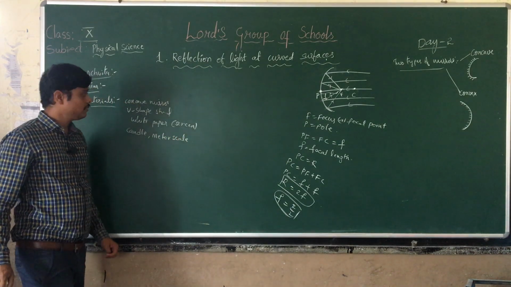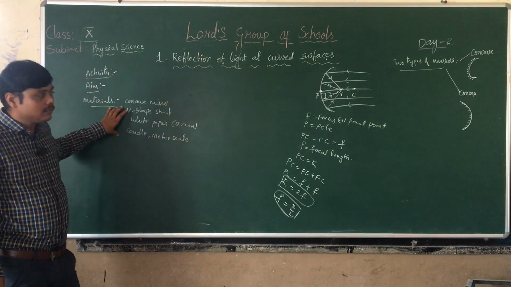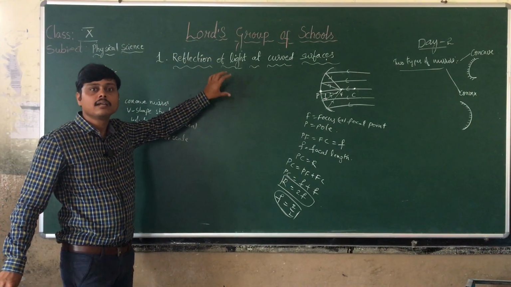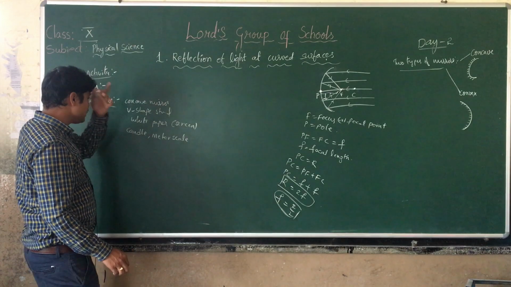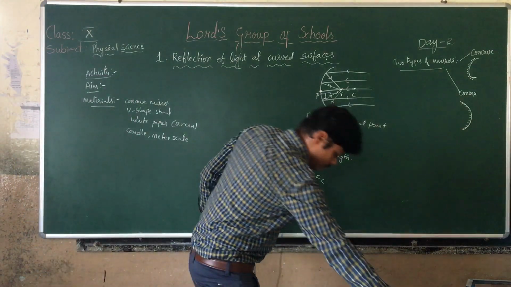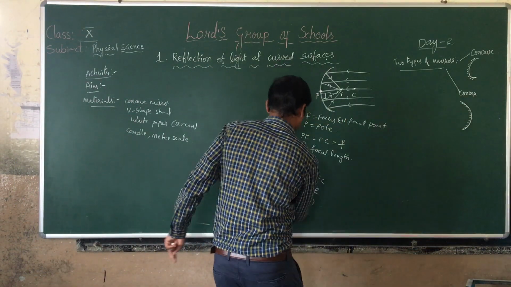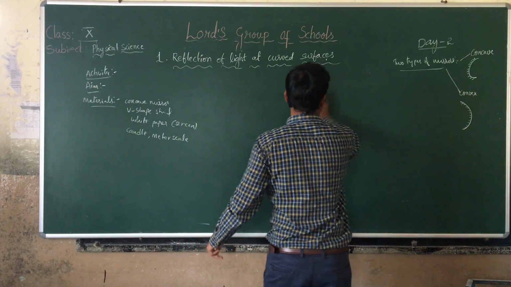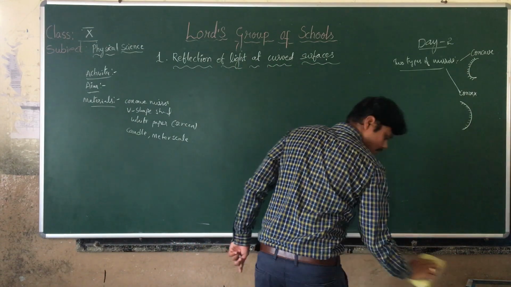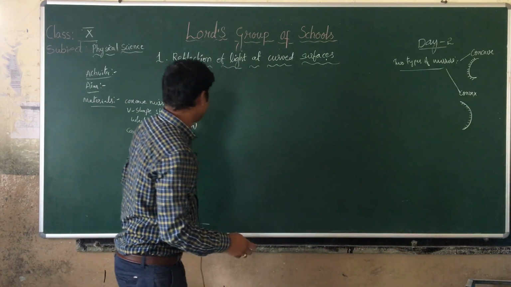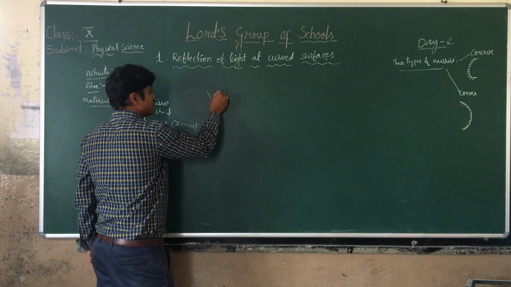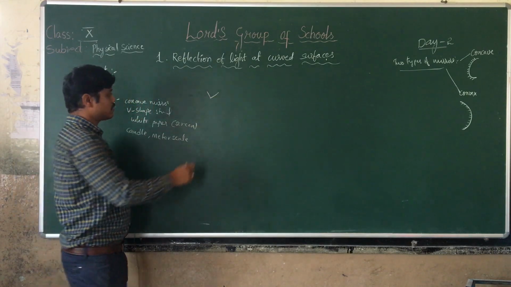So these are the materials we are using to observe the different kinds of images when an object is placed before a concave mirror. Here, I am drawing the setup of this experiment.